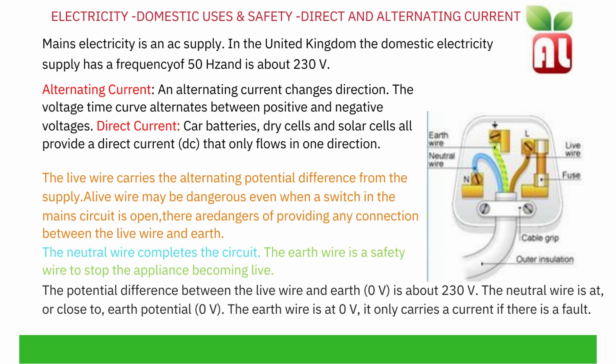The potential difference between the live wire and the earth is about 230 volts. The neutral is at or close to earth potential of 0 volts. The earth wire is at 0 volts and it only carries a current if there is a fault.